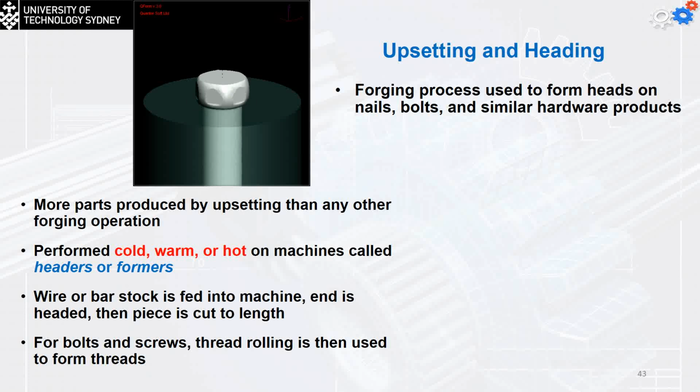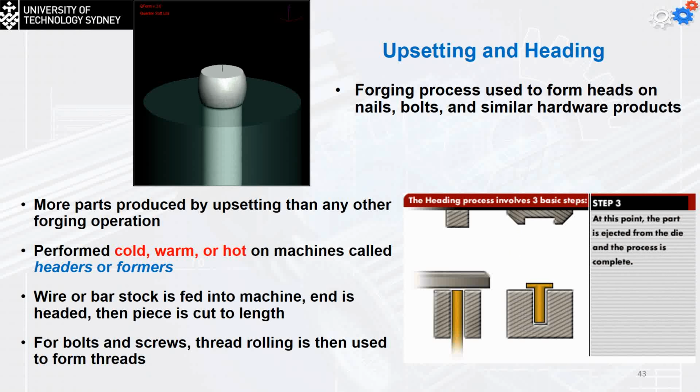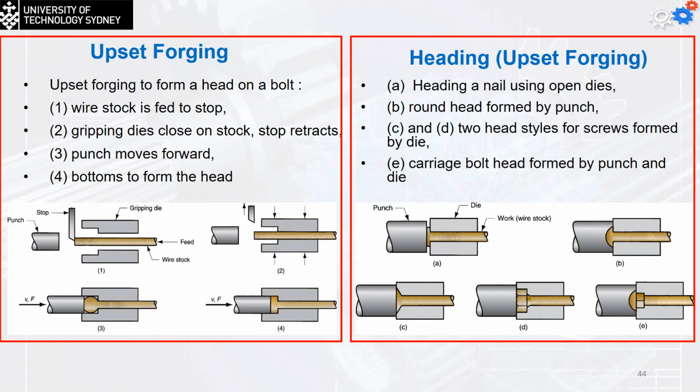That's the upset forging, and this is the heading, which is an upset forging process as well. This is the type where the wire stock is fed and stopped. Then we compress it inside the die, and we have the shape generated. The other one is the heading, which is the process of taking the wire up and compressing it to a different shape inside the die.